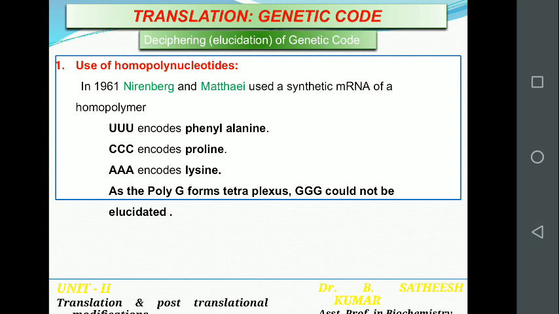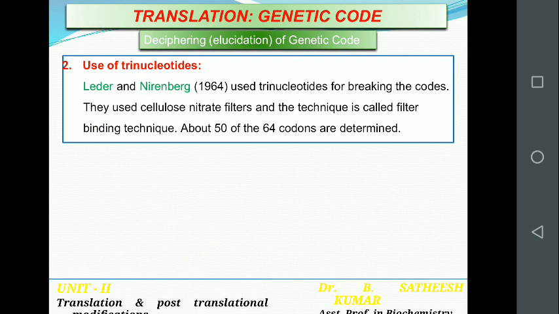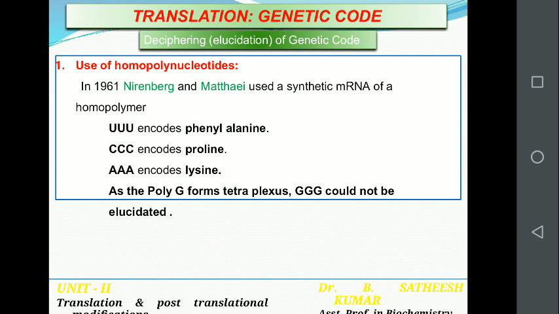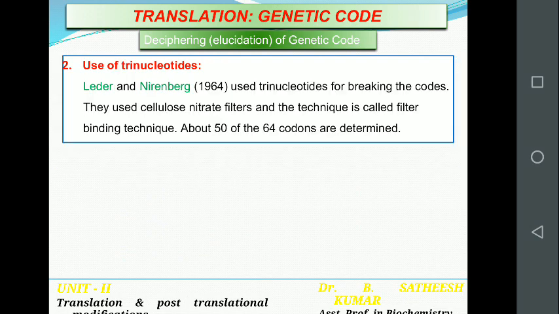So that is the use of homopolynucleotides. And the next experiment is the use of trinucleotides. Here, in the earlier case, the homopolynucleotide sequence was an artificial mRNA molecule having one kind of nucleotide. But in the second case, they used a trinucleotide. It is neither a complete mRNA molecule nor a full-length one. It is a very short trinucleotide. It will have only 3 nucleotides.